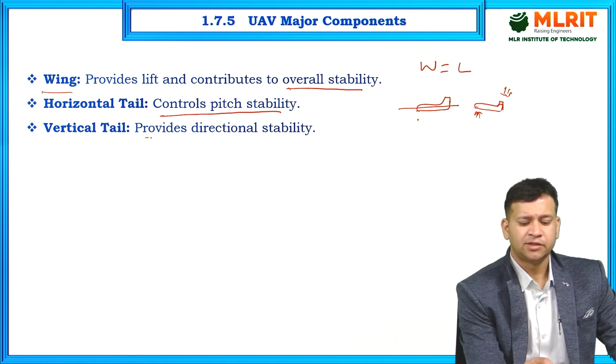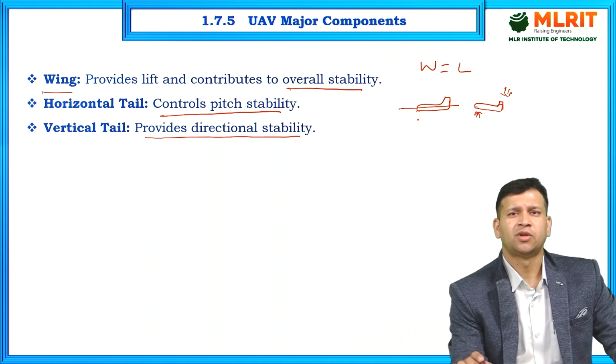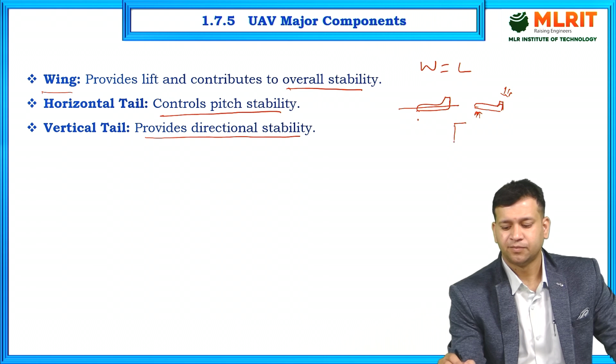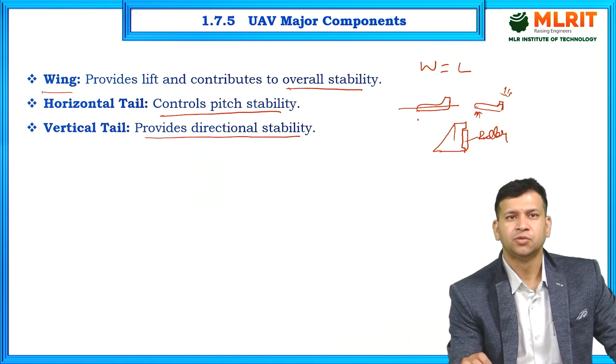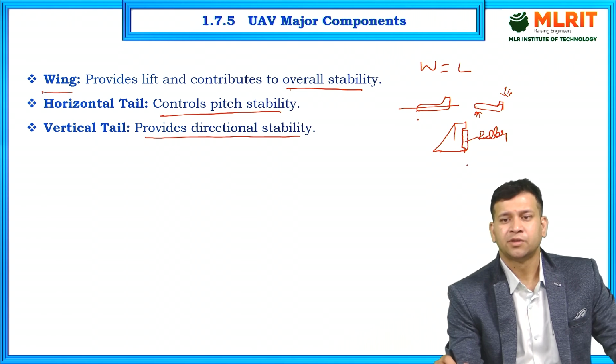Vertical tail, it provides the directional stability. It ensures that whether the aircraft has to move in the left direction or right direction, it is being controlled using vertical tail. We have a component in the tail which is the rudder. This is the rudder which is being used for directional stability. This rudder is fixed with a hinge support. It moves in left direction and right direction. Based upon the movement of this, we control the direction of the aircraft.